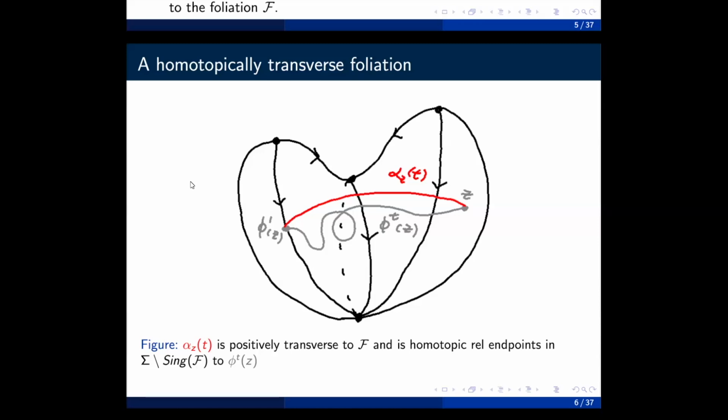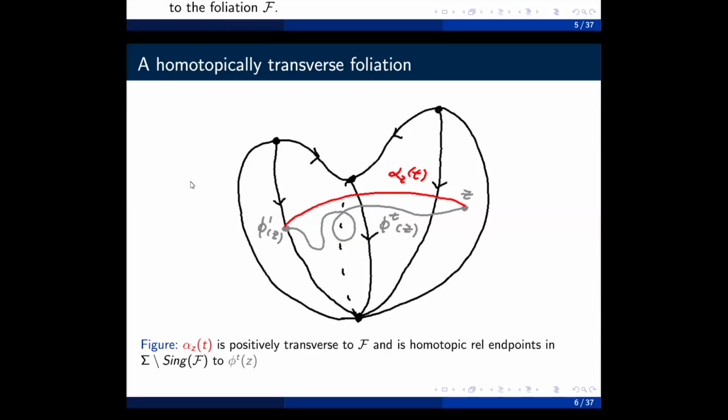Yeah, this is a good point. For Patrice, it depends on the point. We'll see that when you use Floer theory, you can get it to be independent of the point. Just to clarify the picture, the black lines are the leaves of the foliation. So this is a homotopically transverse foliation for just a Morse function?